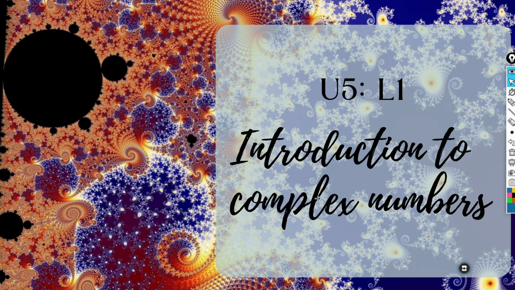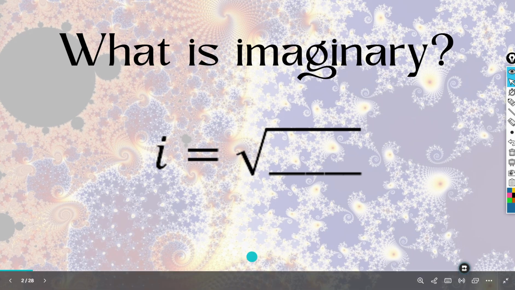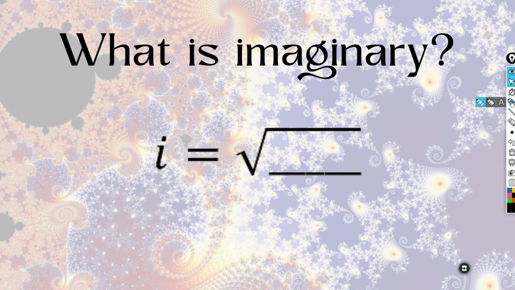This lesson is going to be talking about complex numbers and imaginary numbers. And so we're going to start off with talking about what is an imaginary number. An imaginary number is the square root of -1, and it's just represented as i. So it's imaginary if we're taking the square root of a -1.